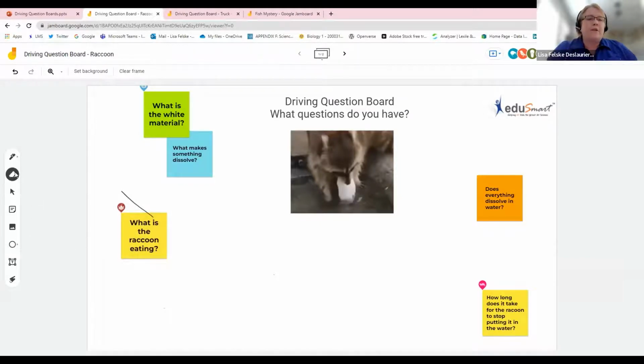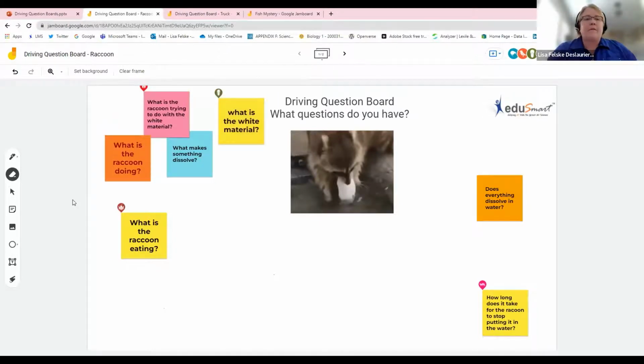It's got an eraser here. I'm going to erase this. You can see. Okay. We have lots of questions about wanting to know what the white material is. Think about some other science questions that you could ask.